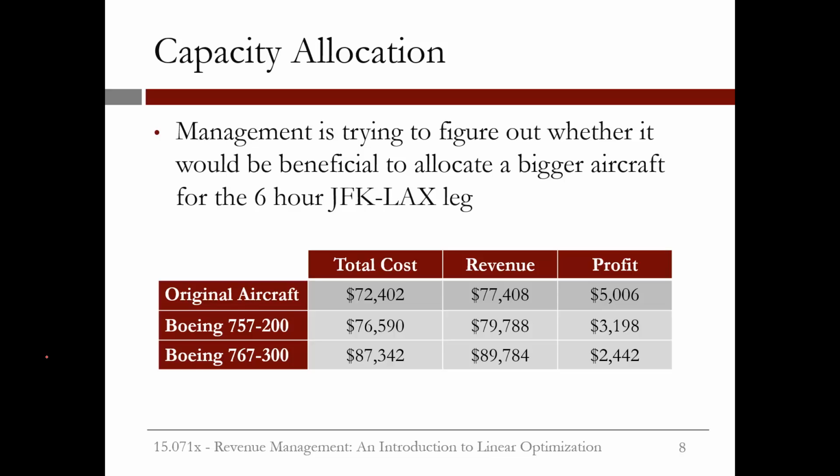With our current costs and revenue, the profit is $5,006. If we increase the capacity to 176 seats, our profit actually decreases to $3,198. And if we increase the capacity to 218 seats, our profit decreases even more to $2,442. So even though our revenue is increasing, the cost increases too, so it's not profitable for us to increase the capacity of our aircraft. You can also see this by using LibreOffice, which we'll ask you to do in the next quick question.